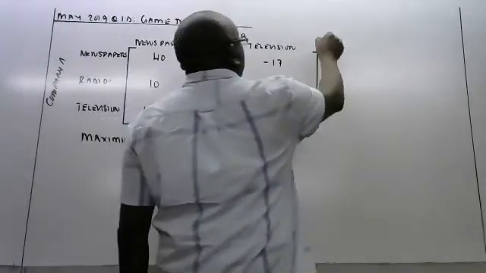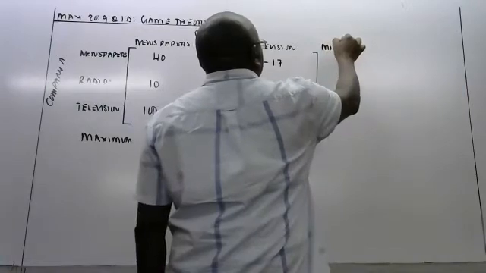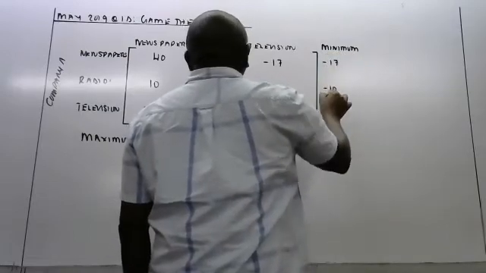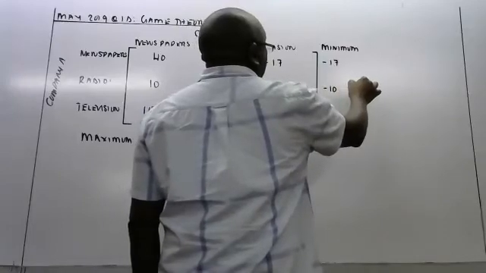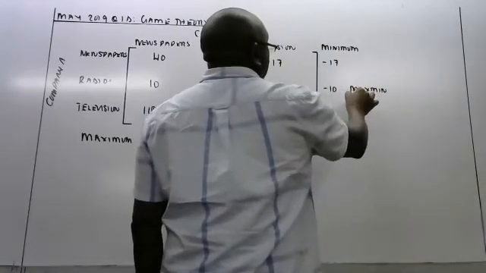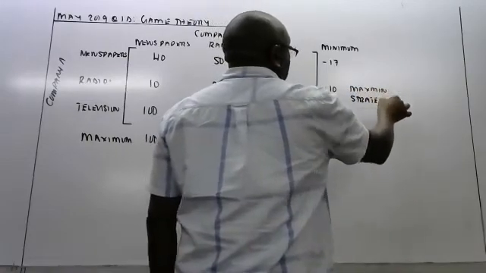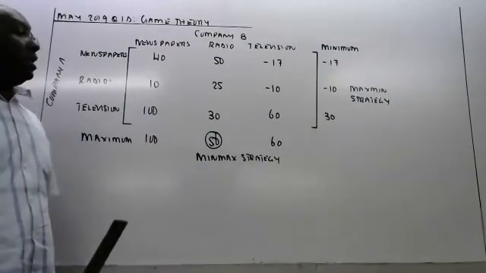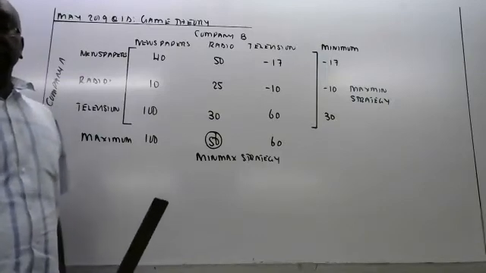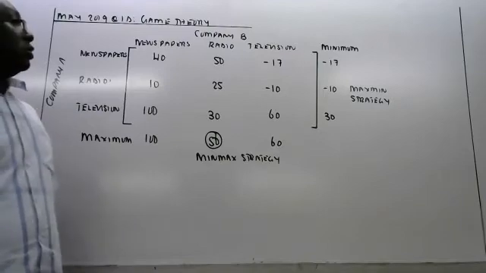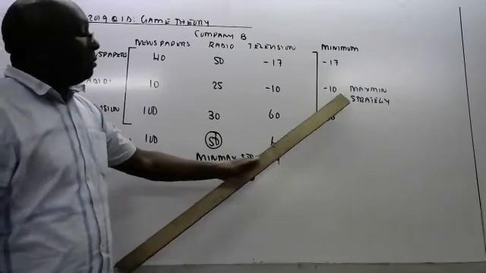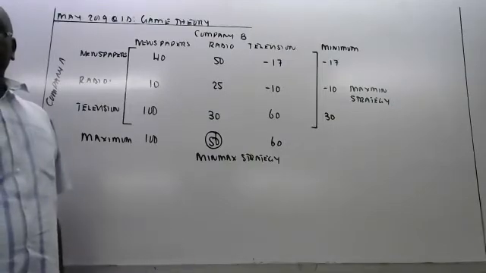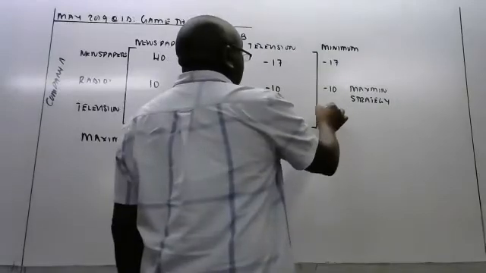Then on this side, we extract the minimums. The minimum here is minus 17. This is minus 10. And this is 30. And then this person here is using max-min strategy. So in using the max-min, he will go for the maximum of the minimums. And the maximum there is which one? 30. Good. So this is the maximum.